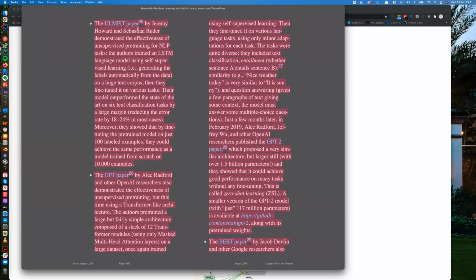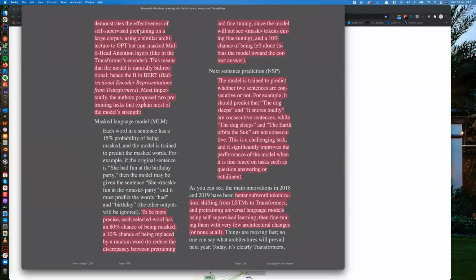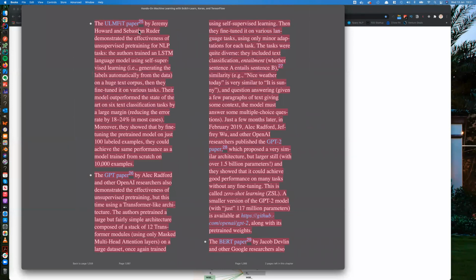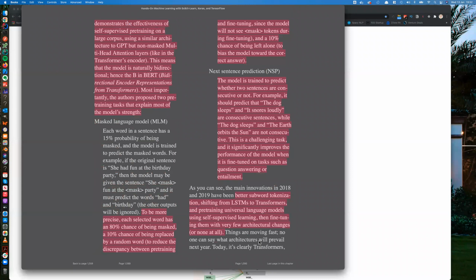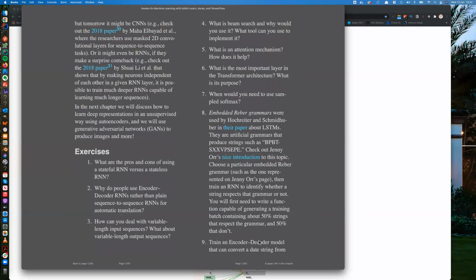And ULMFiT, this is Jeremy Howard's paper, and they used an LSTM, but in a slightly more interesting way, and they got state-of-the-art results using this. So this is not transformers, but an alternative way of doing it. And then there's a mention of a GPT paper, which uses transformers, and the BERT paper, which is where the diagram we've just seen of transformers is actually coming from. And that's about it. So that's near the end, really.